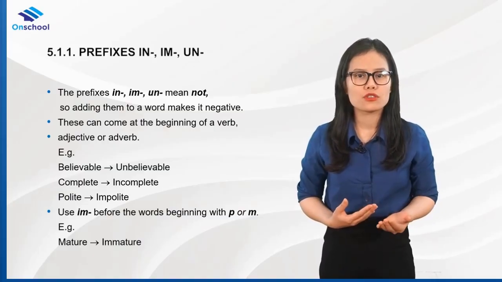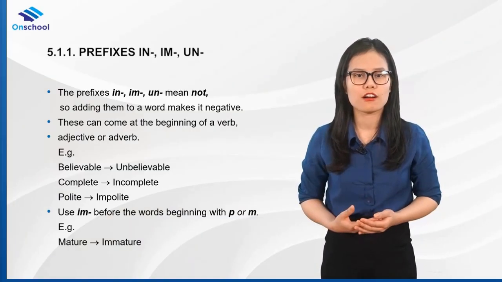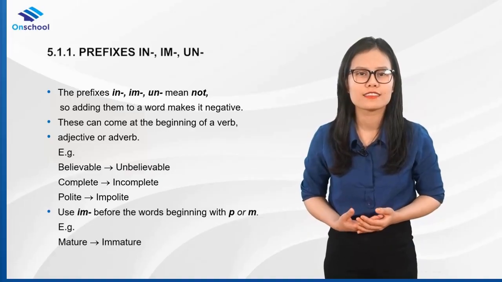Ví dụ, mature become immature, có nghĩa là chưa chín chắn.